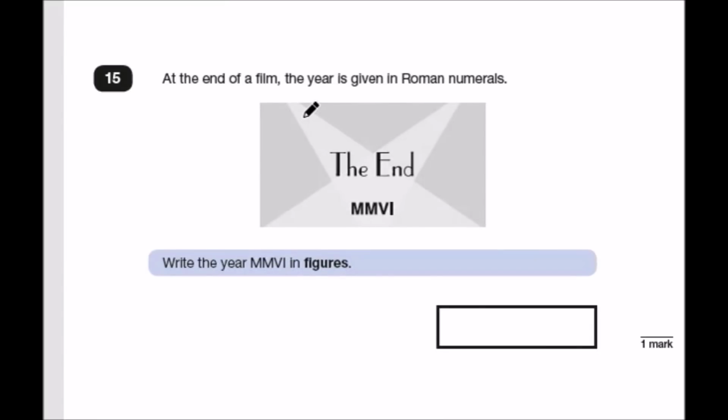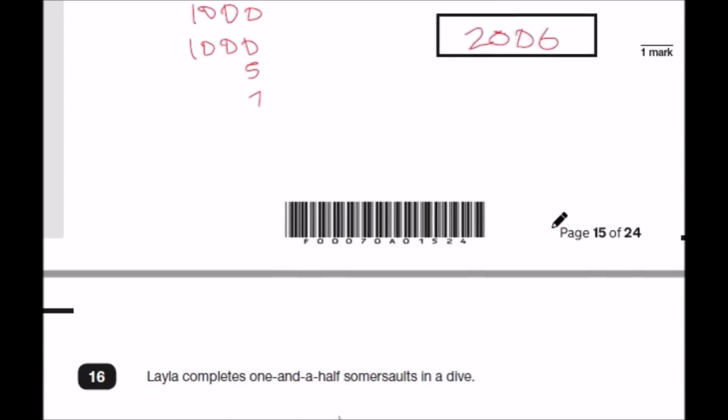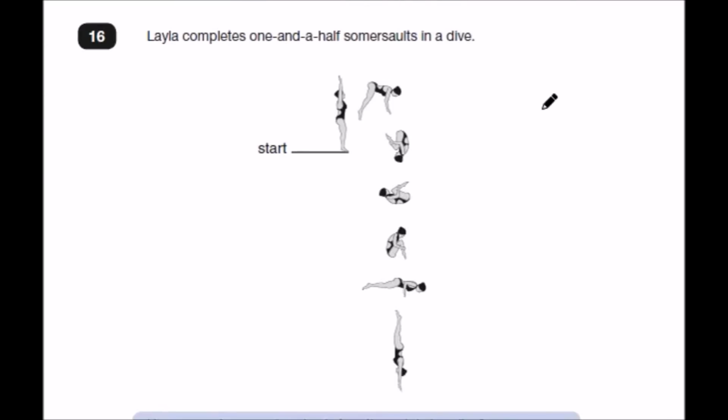At the end of the film, the year is given in Roman numerals. Write the year MMVI in figures. The way it works, M represents 1,000, i.e. millennium. V represents 5 and I represents 1. So it'll be 1,000 plus another 1,000 plus 5 plus 1. So that'll be 2006. Alright, so kind of an old film, isn't it? I thought it'd be 2017 or something.